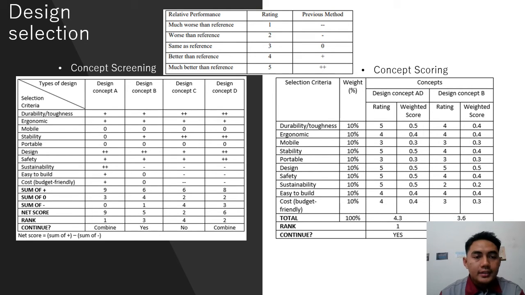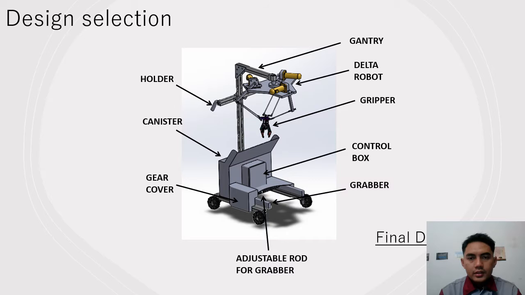I combine the best two of the best value from the rank and combine it in the concept scoring, and I get the highest percentage from the design concept A and D, and of course its rank is the number one, and I'll continue the design concept of A and D. This is the final design, and this is the list part by part.